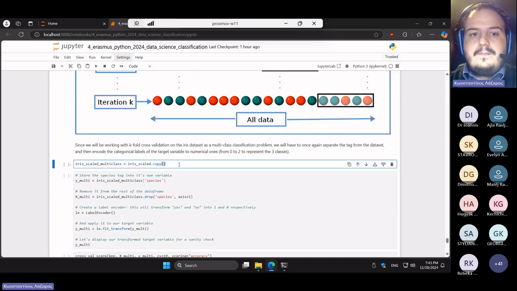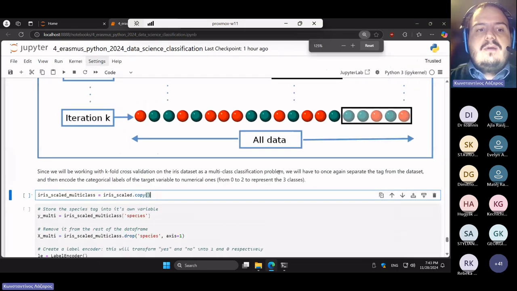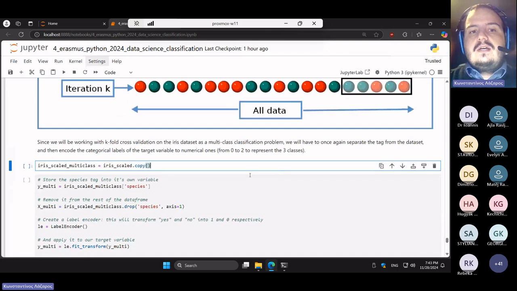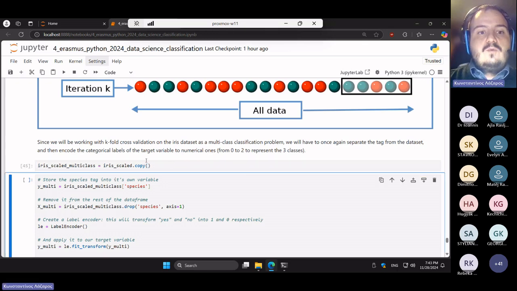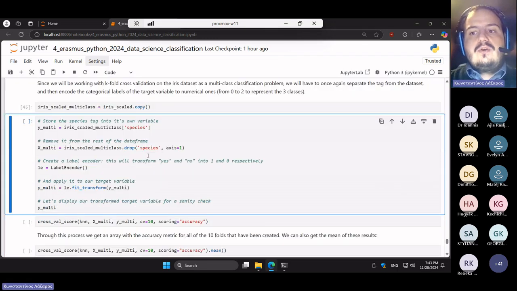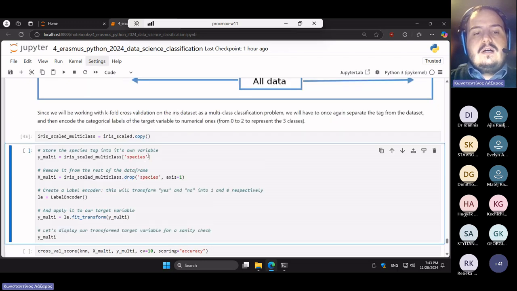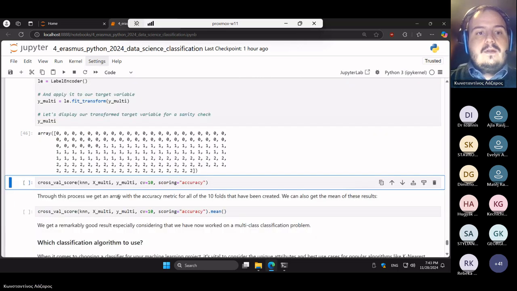So what we are going to do in order to test this particular method of operation is create a deep copy of our iris dataset, as you can see here. This time we're going to make it multi-class, so we're going to use the entirety of our categories, and we're going to use again a standard label encoder. And as you can see here, the difference is that instead of having 0s and 1s, we now also have 0s, 1s, and 2s for our 3 different categories.